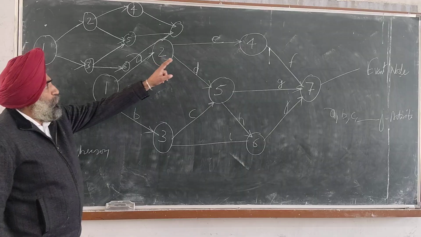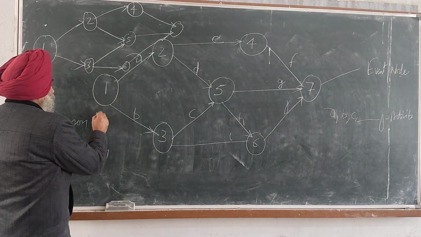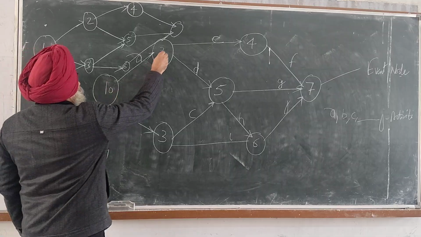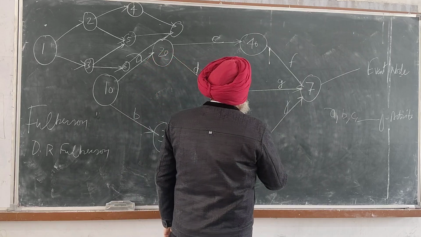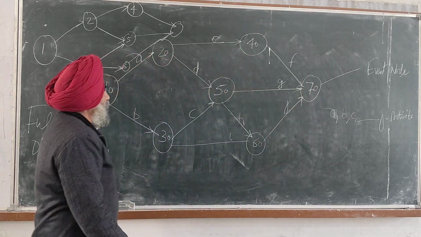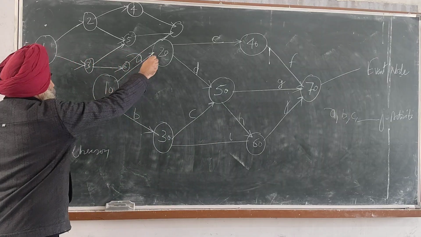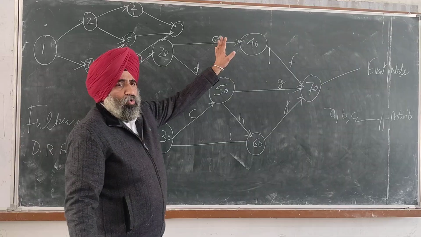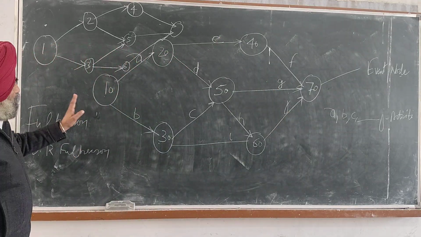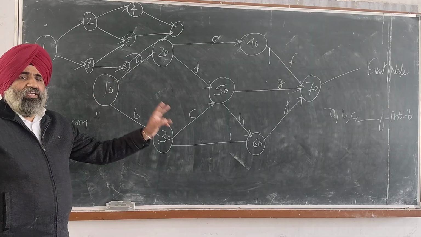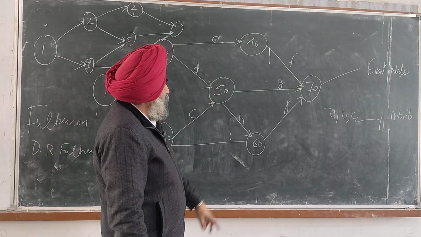You can start with 1, 2, 3, 4, 5, 6, 7, or you can take multiples of 10: 10, 20, 30, 40, 50, 60, 70. You can even take multiples of 5: this is 5, this is 10, this is 15, and so on. You can follow the same pattern with multiples of 3 or even multiples of 2. So this is the way you can do the numbering system.